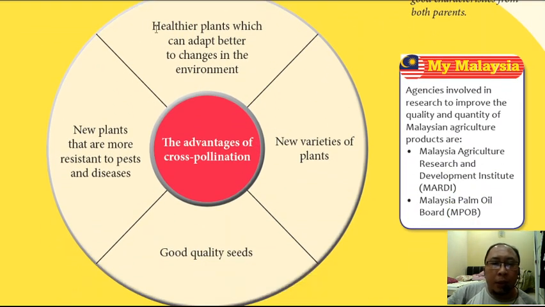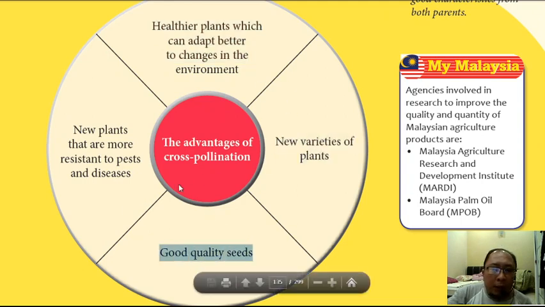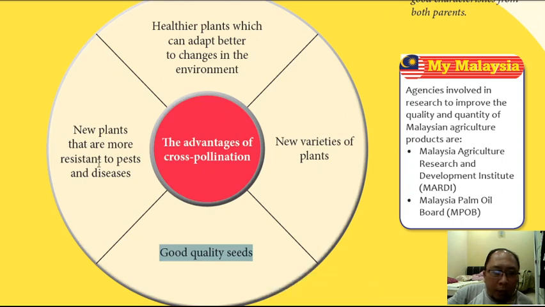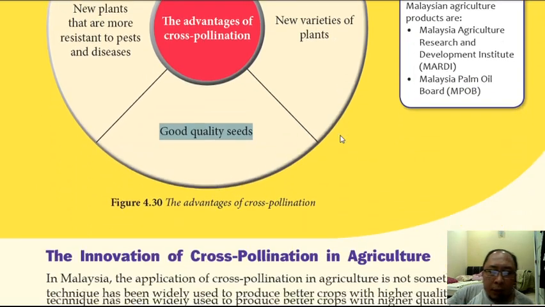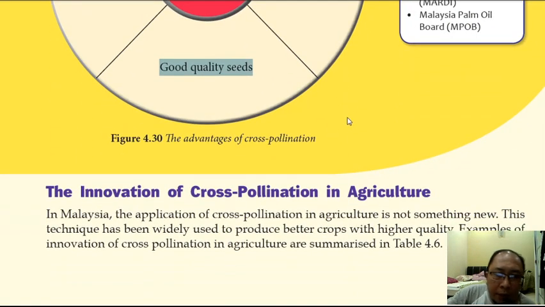You can read from here. Healthier plants, they can adapt better to changes in the environment, new varieties of plant, good quality seeds, new plants that are more resistant to pests and diseases. Cross-pollination ensures the cross-product inherits good characteristics from both parents. Okay, so those are the cross-pollination advantages.